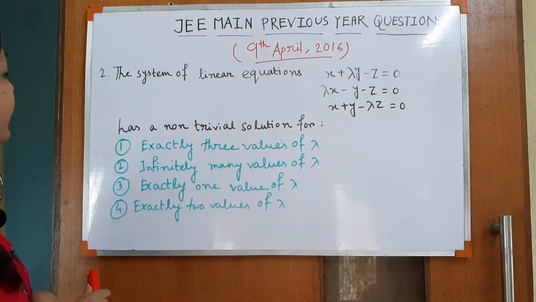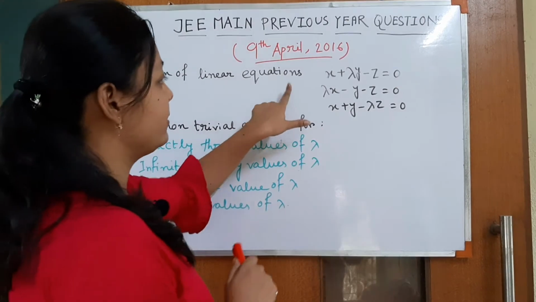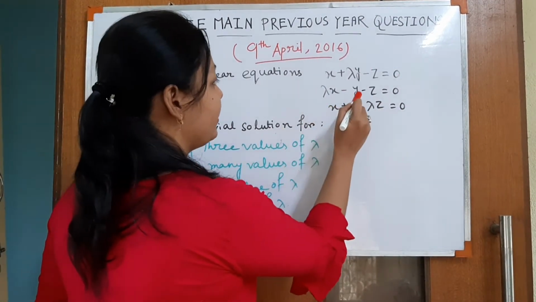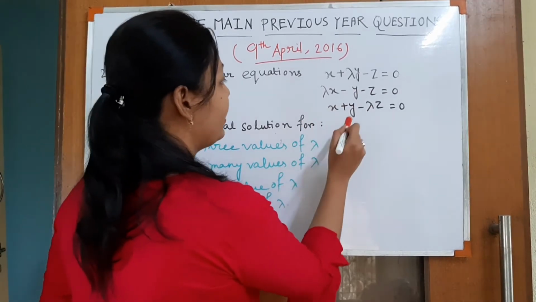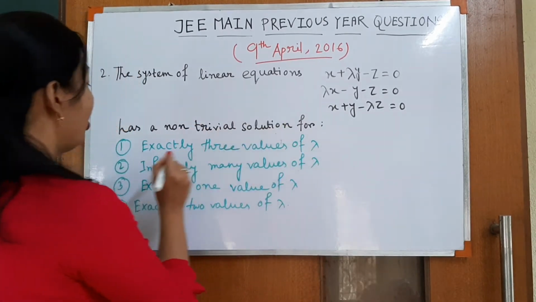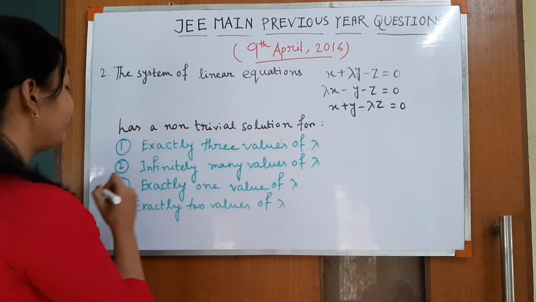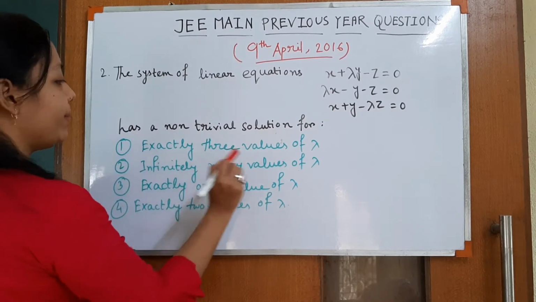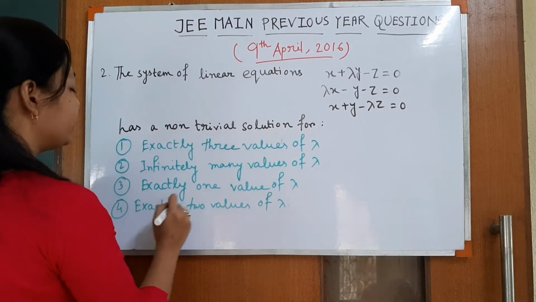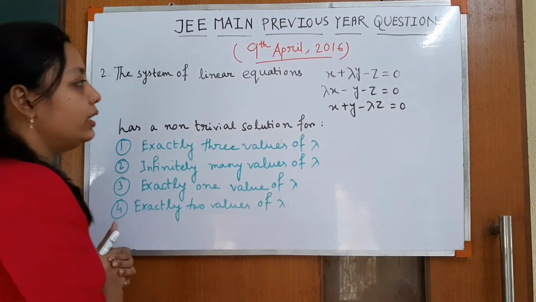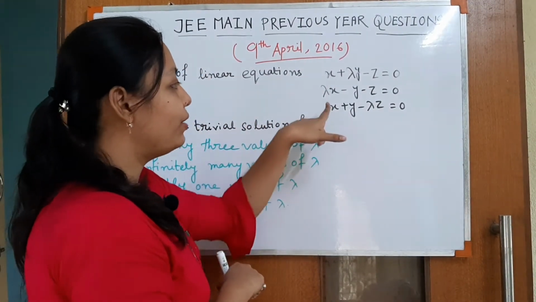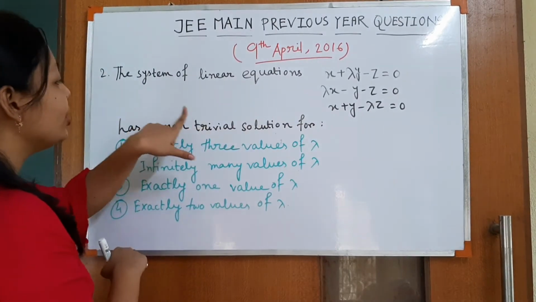Our next question is the system of linear equations x plus lambda y minus z equal to 0, lambda x minus y minus z equal to 0, x plus y minus lambda z equal to 0 has a non-trivial solution for option 1 exactly 3 values of lambda, option 2 infinitely many values of lambda, option 3 exactly 1 value of lambda, and option 4 exactly 2 values of lambda. Here 3 equations are given. We have to find the values of lambda which give a non-trivial solution.